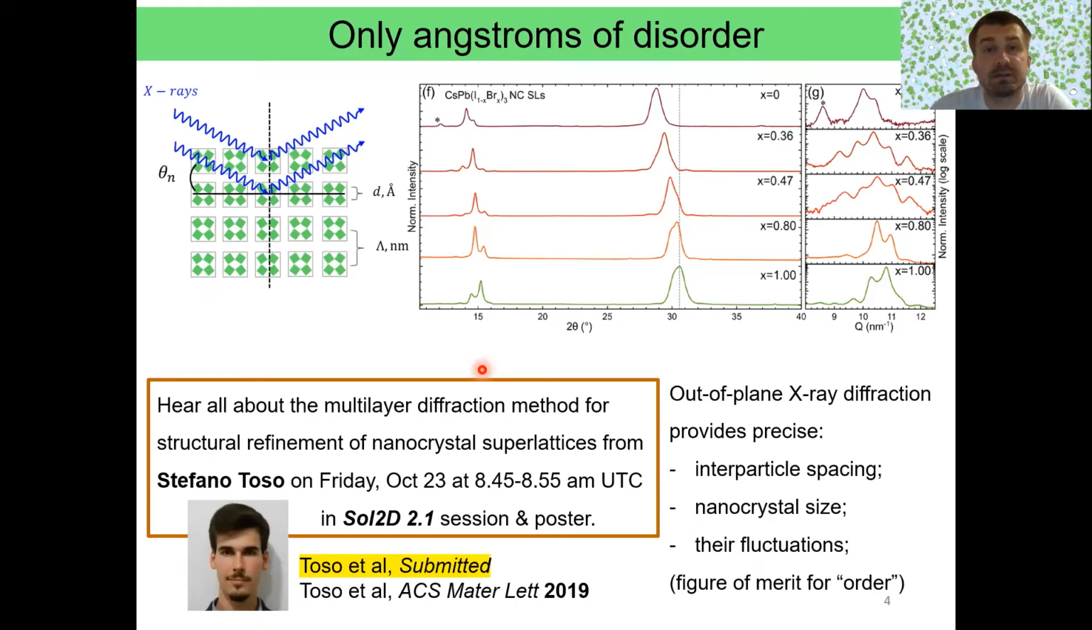Why are these superlattices different from the ones made from cadmium selenide or lead sulfide, for example? Turns out that they are very well-ordered nanocrystal solids, and they display only angstroms of disorder. How do we know that? By taking their wide-angle X-ray diffraction patterns, we observe that this 15 degrees peak arising from reflections of the orthorhombic perovskite crystal structure contains sharp substructure peaks arising from the superlattice periodicity. So it's a secondary interference of X-rays diffracted by individual nanocrystals that produces this fine structure.